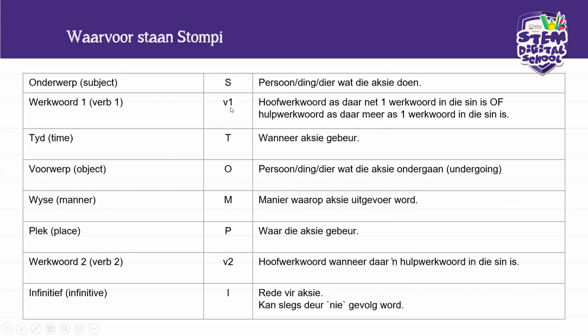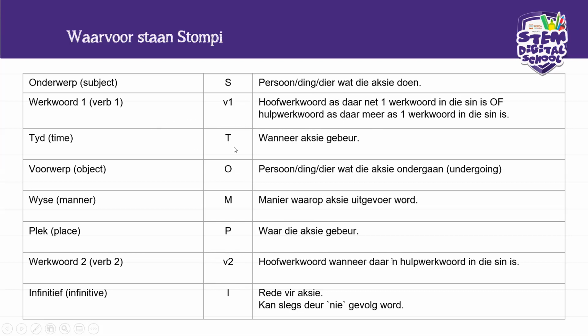Then V1 stands for verb 1, werkwoord. And this is where you have to listen carefully. Hoofwerkwoord as daar net een werkwoord in die sin is. So if there's only one verb in the sentence, then that would be the main verb. But if there is another verb in the sentence, in other words, verb 2 will be the main verb, and then verb 1 will be the hulpwerkwoord, so the verb that helps the main verb.